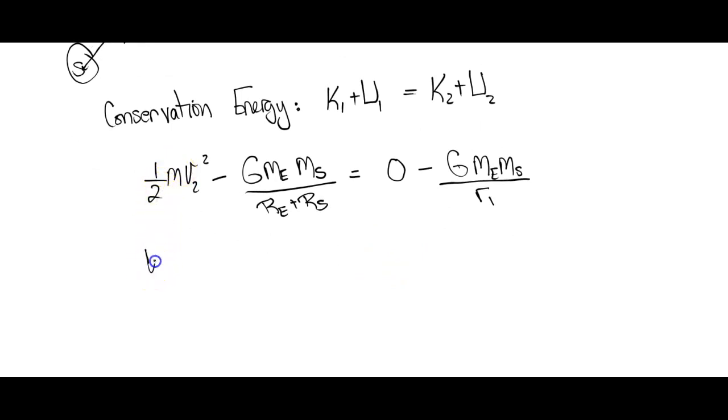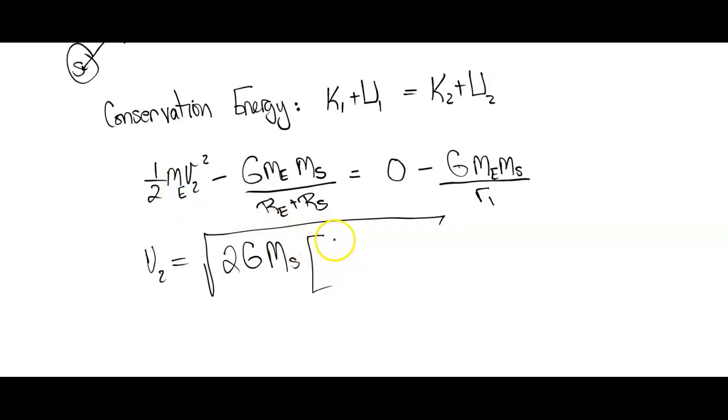And if we solve for V2, we get that V2 equals the square root of 2G mass of sun. Notice that every term has the mass of earth in it, so it can disappear. And if we factor that, then we have 1 over r sub e plus r sub s, minus 1 over r1.